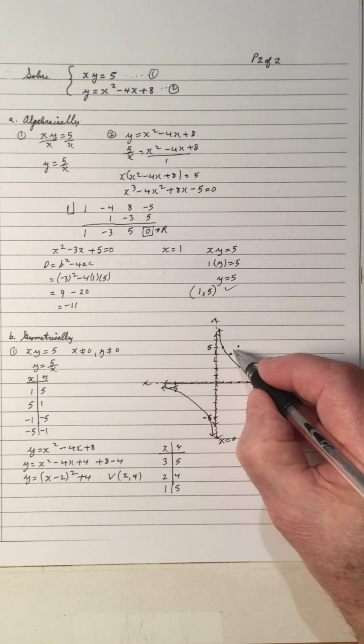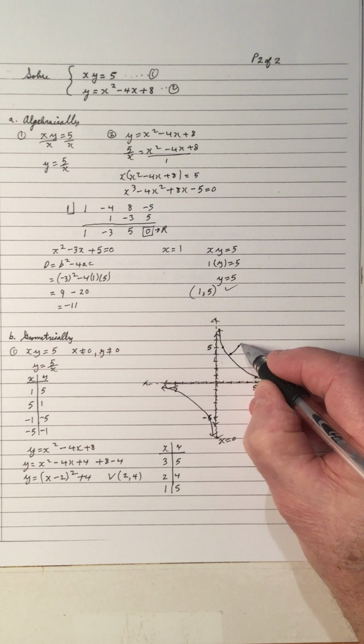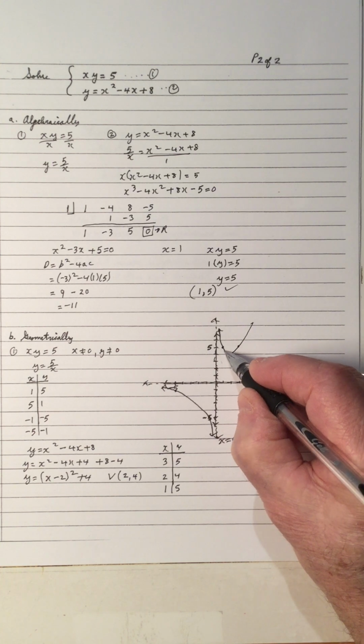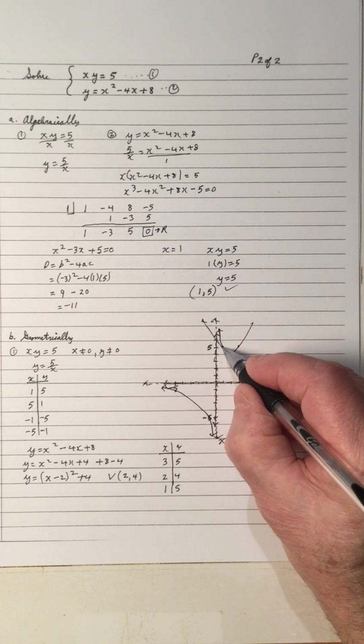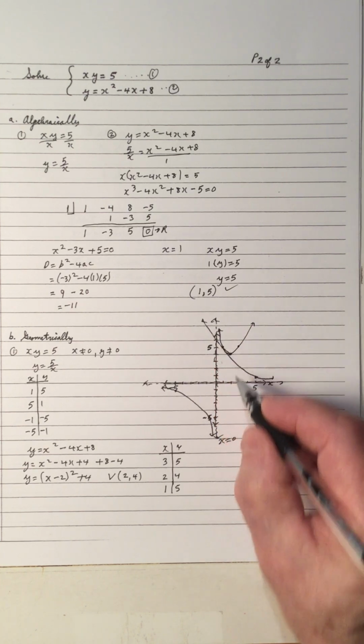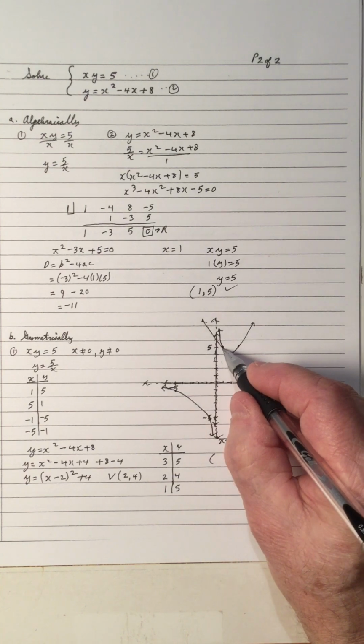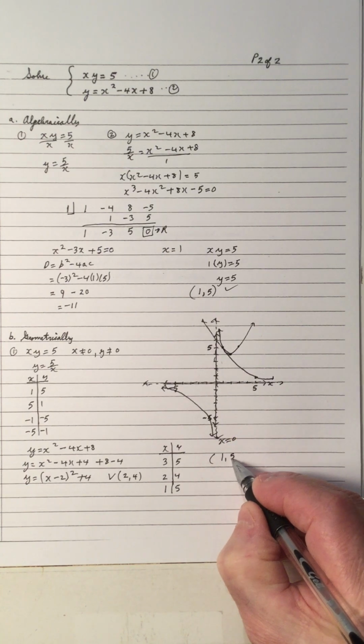So notice that the parabola is opening upward. There it is, like this. And you can see that this is the point of intersection. So it intersects at 1 comma 5.